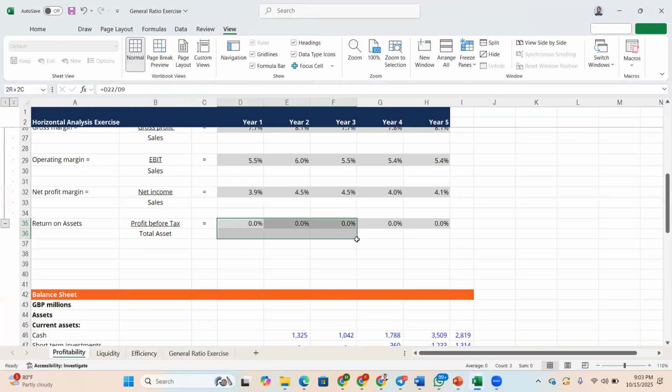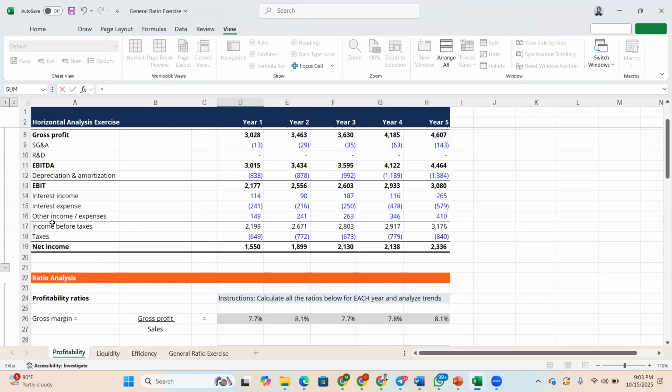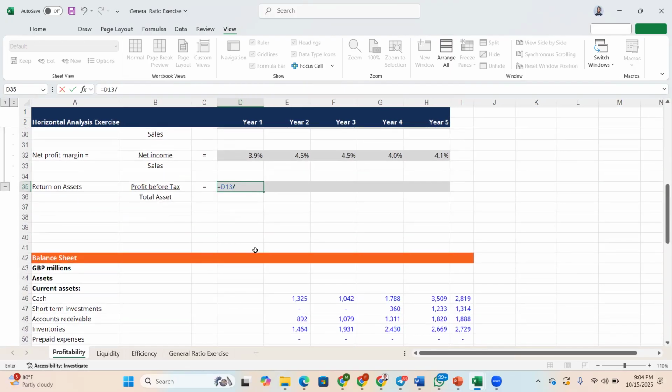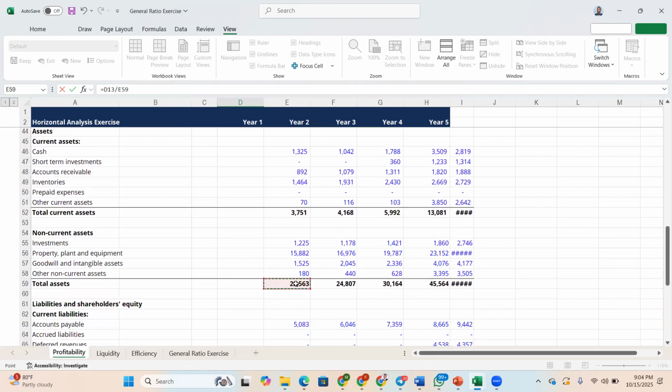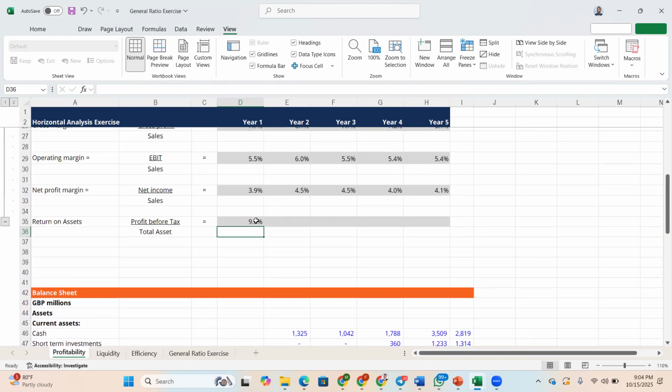So now this ratio will change. Profit before tax is here. Where is it? This is profit before tax divided by total assets. Our total asset is here. So you enter. So this is 9.6.